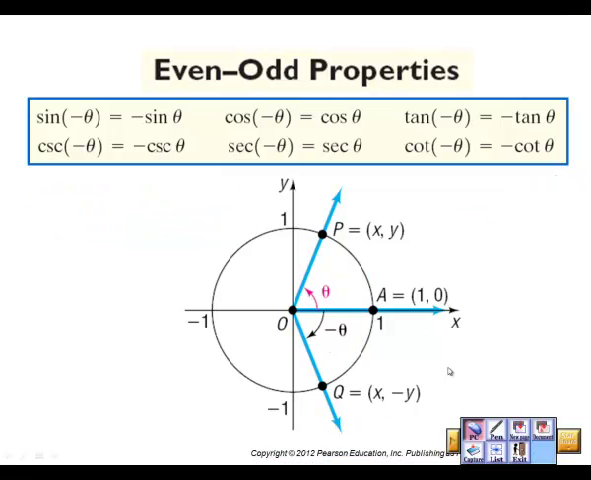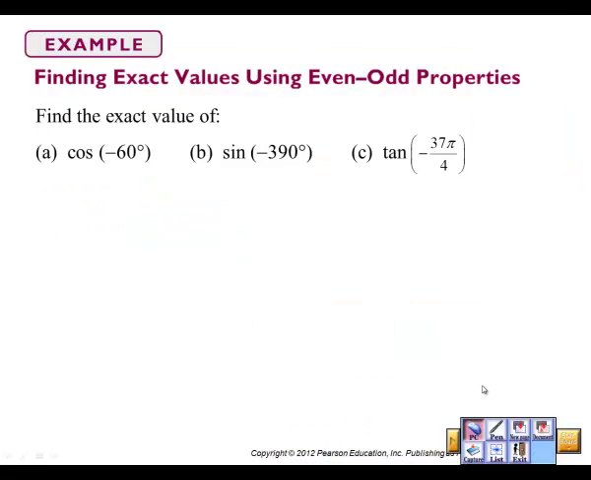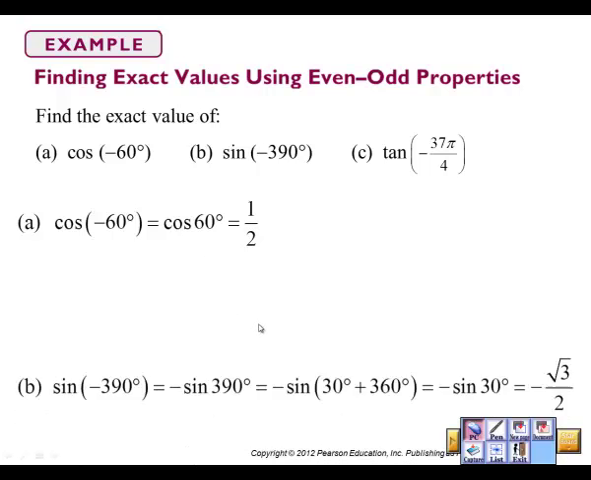Okay, so those are even odd properties. So here we have cosine of negative 60 degrees, and we know that cosine with the even odd identities is going to be positive 60. Cosine of 60 is 1/2. Okay, so let's look at sine at 390.